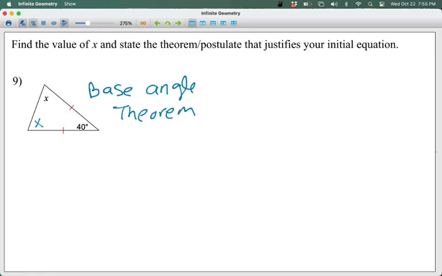But how do I find what x is? All of these add up to 180. x plus 1 plus 40 equals 180. So really, technically, we have another theorem to consider. The other one to consider is the one that says they add up to 180. Excuse me, not the base angle theorem, the triangle sum theorem.